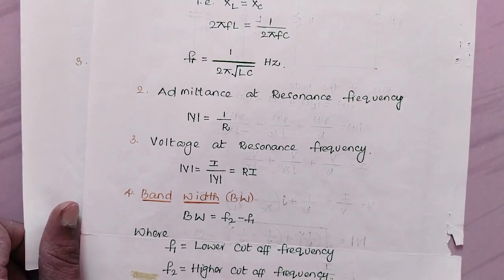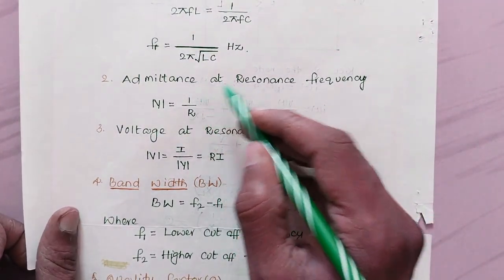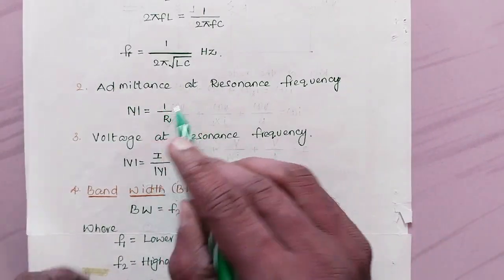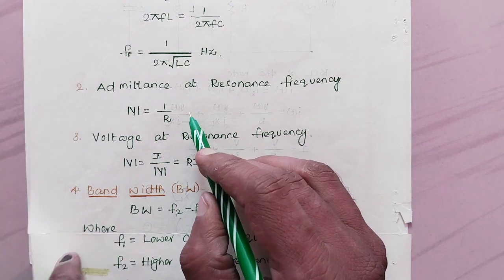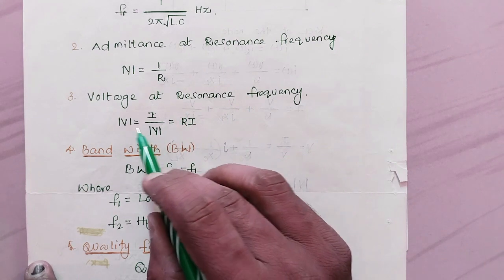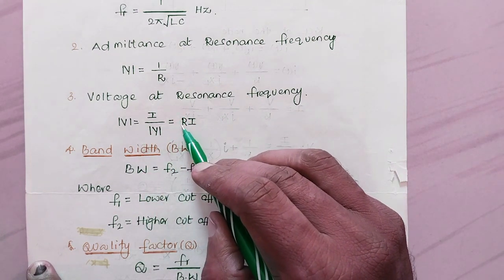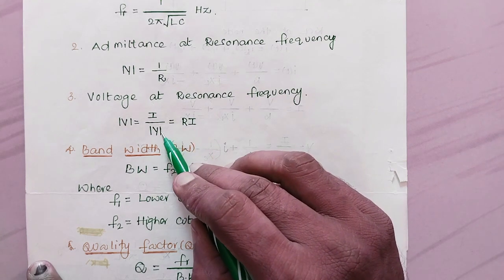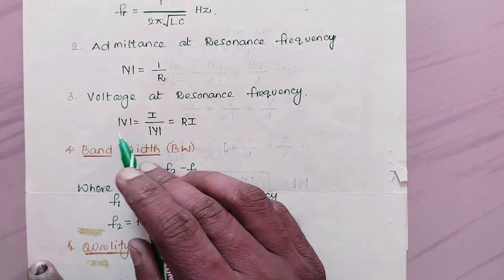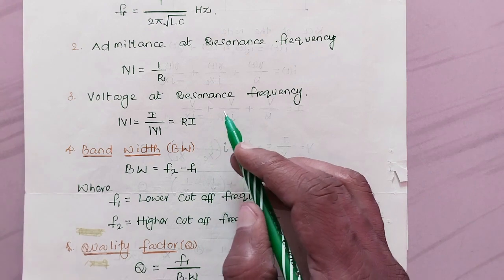So next, what is the admittance at resonance frequency? What is the admittance offered by the circuit at resonance frequency? Mod Y equals 1 by R. And what is the voltage at resonance frequency? Voltage at resonance frequency is mod V equals I by mod Y, where mod Y is 1 by R. If you take that R to the numerator, we get R times I. So the voltage across the circuit at resonance frequency is RI.